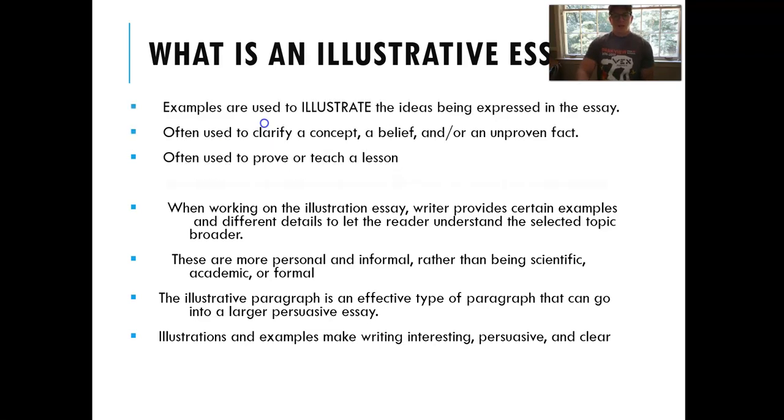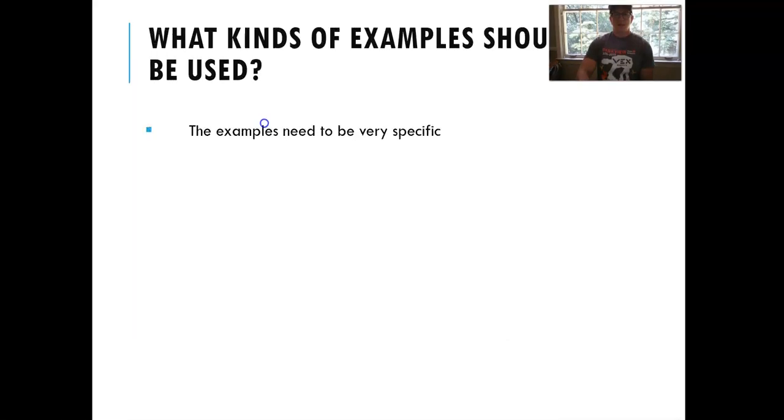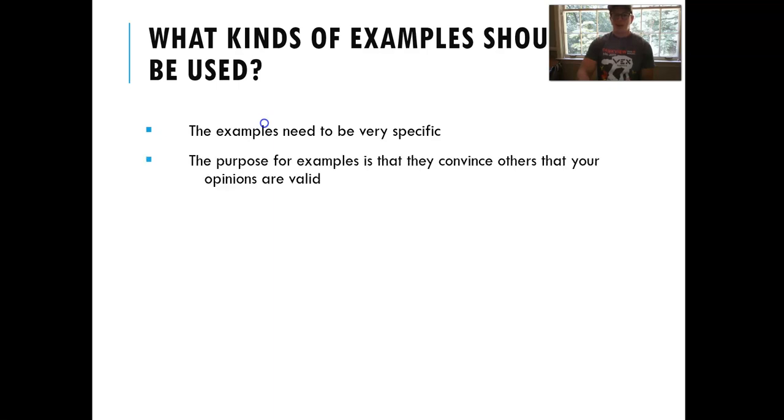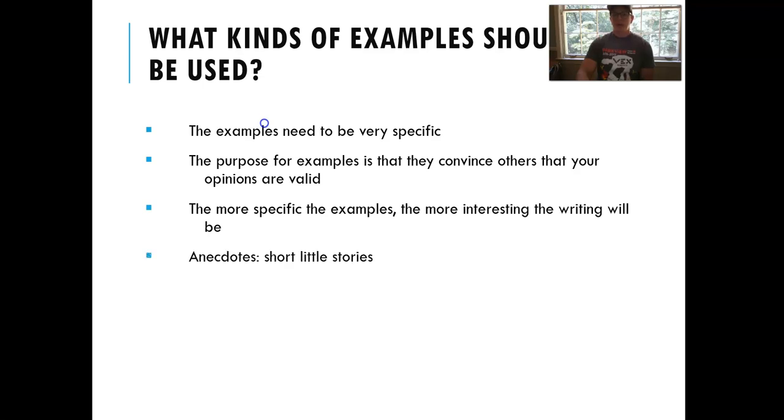Alright, so let's see. What kinds of examples should be used? So the examples need to be very specific. We should have very specific examples, okay? The purpose for examples is that they convince others that your opinions are valid, all right? The more specific the examples, the more interesting the writing will be. And these examples should keep your reader engaged.